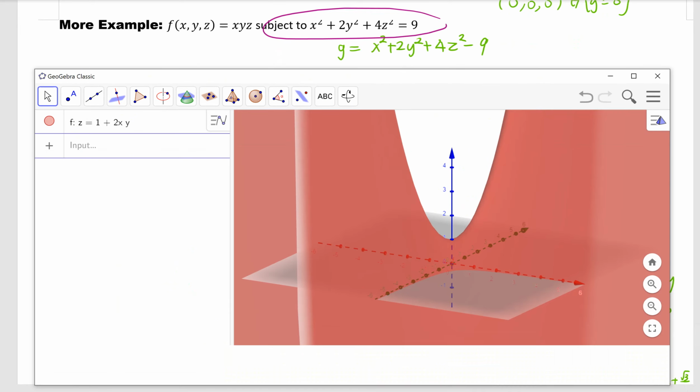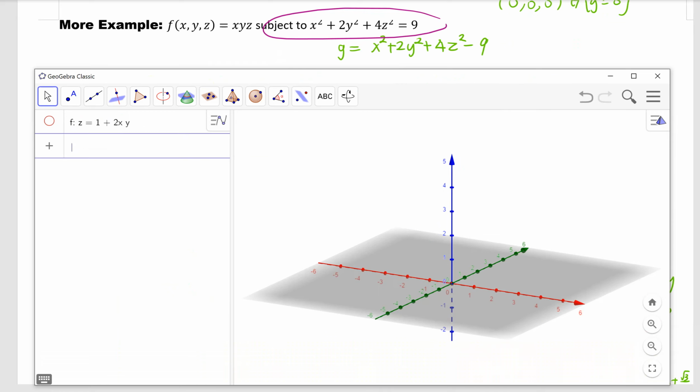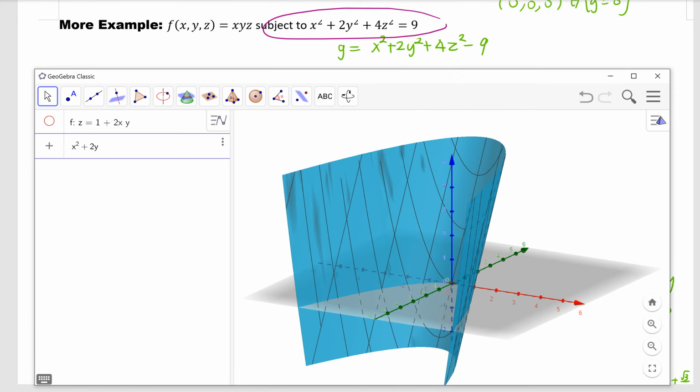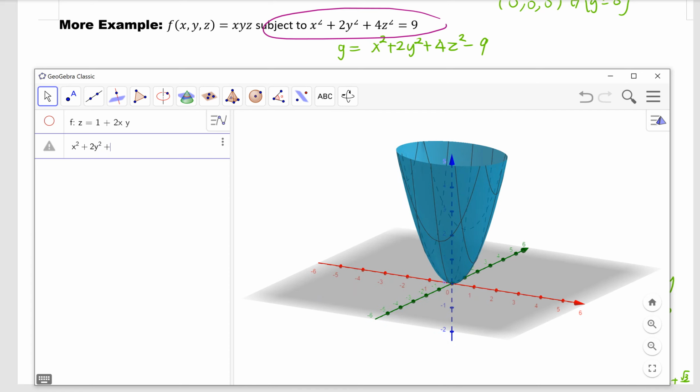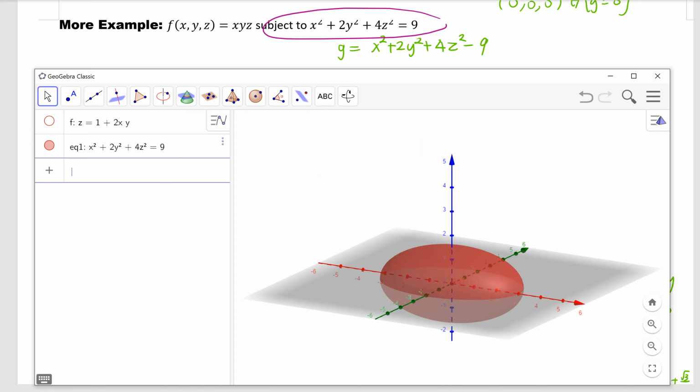Okay, so that was our previous one, so let's deselect it. Okay, so x squared plus 2y squared plus 4z squared equals 9. See, this is the ellipsoid. On the x direction we have the axis, the x-axis at 1.